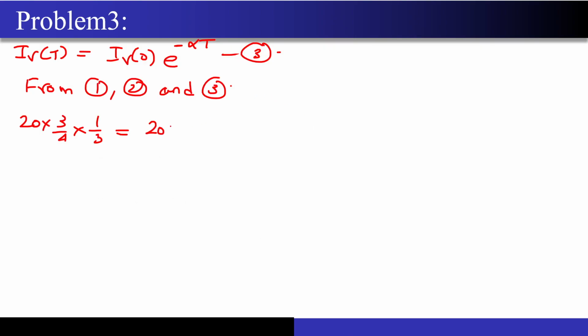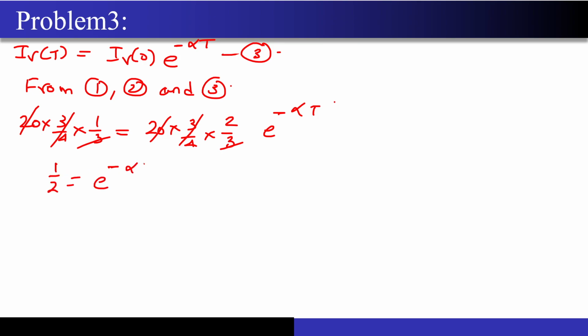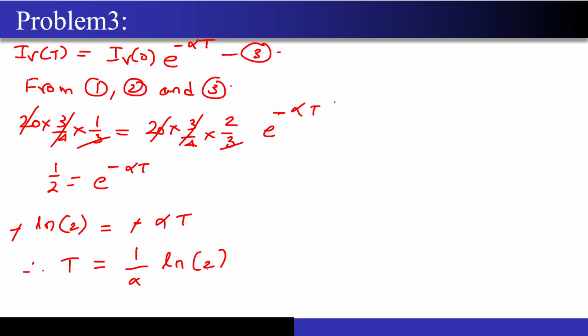This will be 20 into 3 by 4 into 2 by 3 into exponential of minus alpha t, correct? So 20 got cancelled, 3 by 4 got cancelled, even the 3 and 3 got cancelled. What I am left with is half is equal to e to the power minus alpha t. Now if I take the log, minus of ln 2 will be minus of alpha t. Minus minus got cancelled, hence my thickness became 1 by alpha into ln 2.